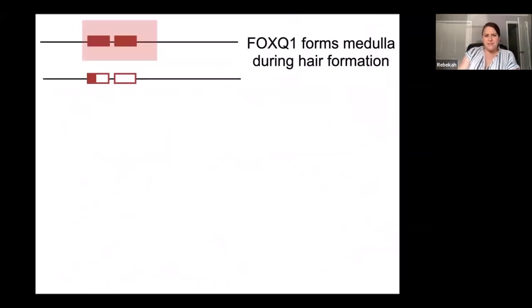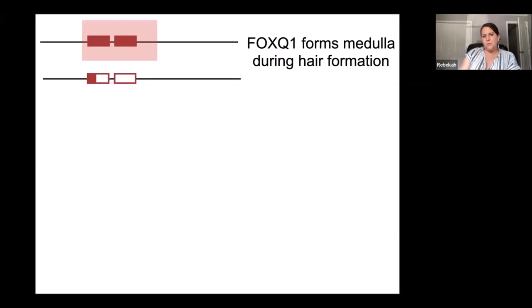And then there's one mutation that was more fun than the others, and that's at the locus of FOXQ1. FOXQ1 is a transcription factor, and one of the places where it functions is in the inner core of hairs during hair formation. One of the copies of this gene on one chromosome was deleted completely, so it no longer exists. The other copy has a frameshift mutation that knocks out the function of this gene.